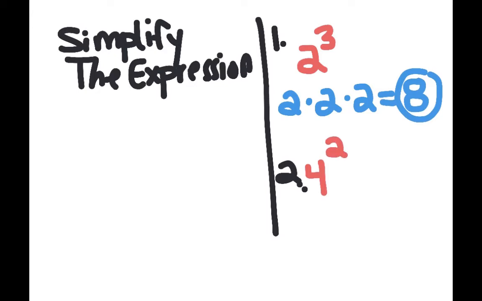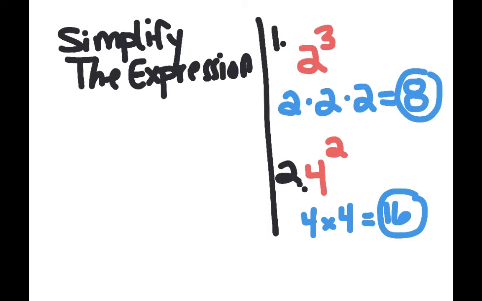My exponent tells me how many times my base is being used as a factor. So I'm going to use 4 as a factor how many times? 2 times. So it's going to look like this. 4 times 4. Is 4 being used as a factor 2 times? Yes. Do you see 2 4s in front of you? You bet you do. What is 4 times 4? 16. Boom! You just simplified expressions that include exponents.